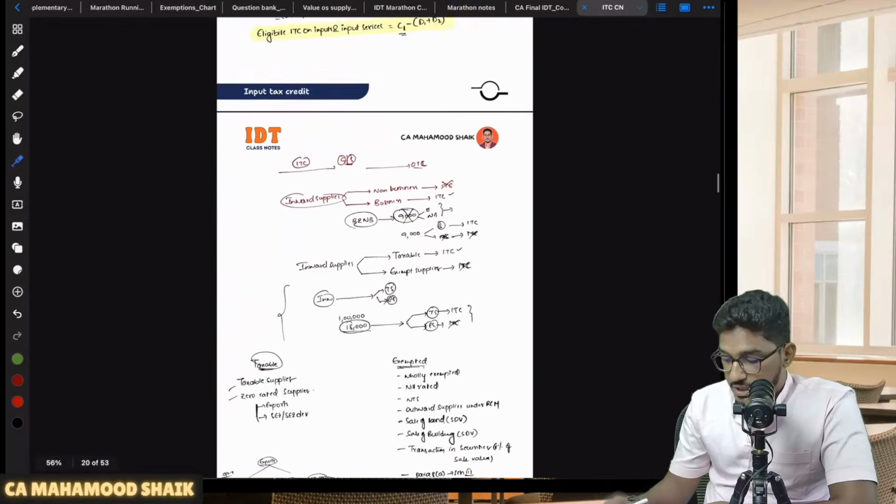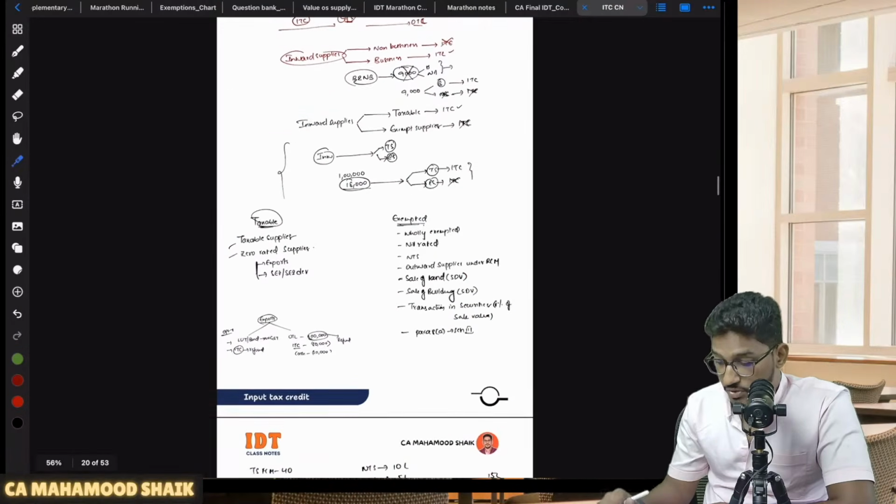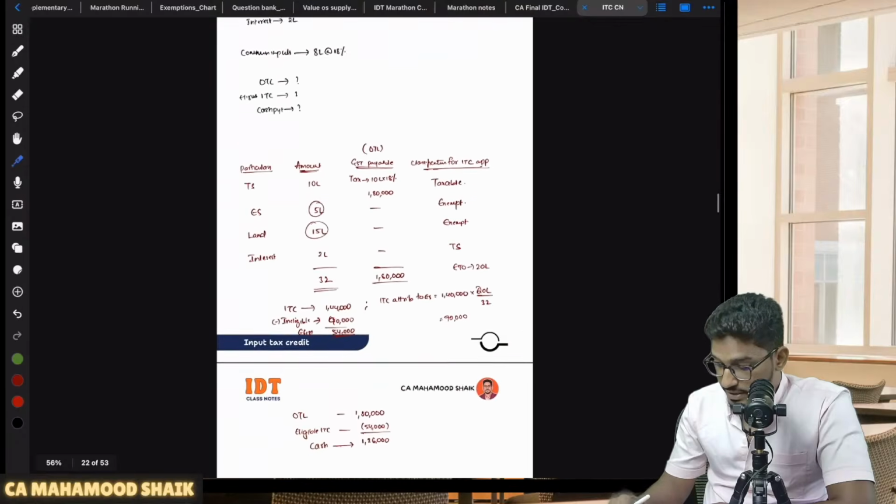So this is what it is regarding inputs and input services. Sir, what about capital goods? Let me try to explain about capital goods also.